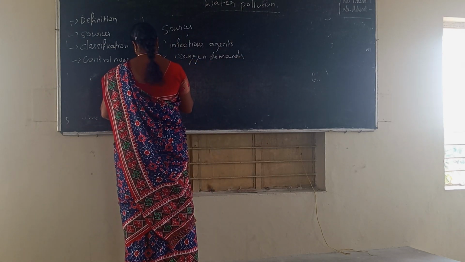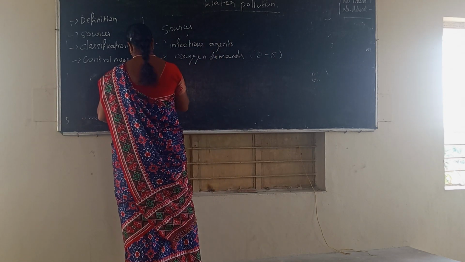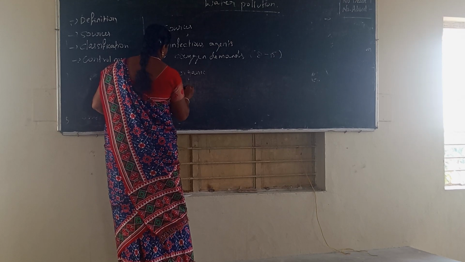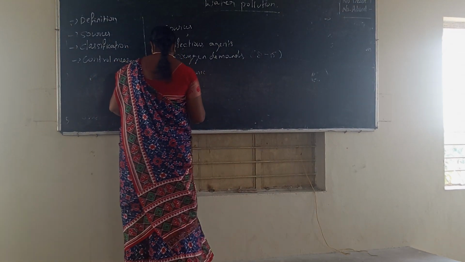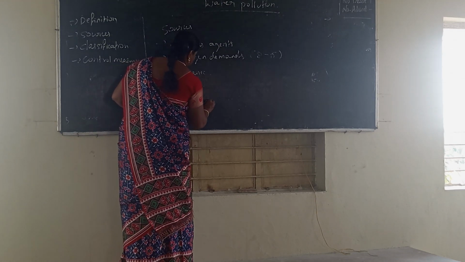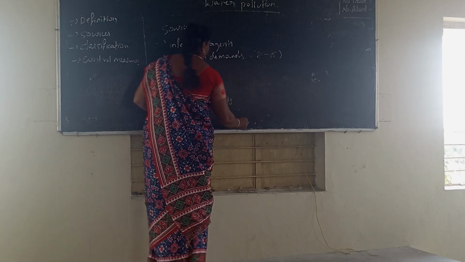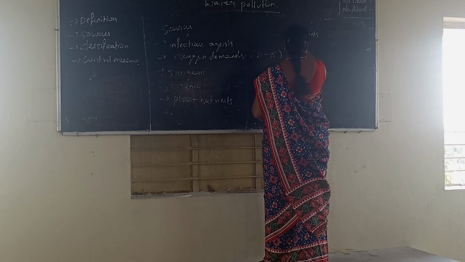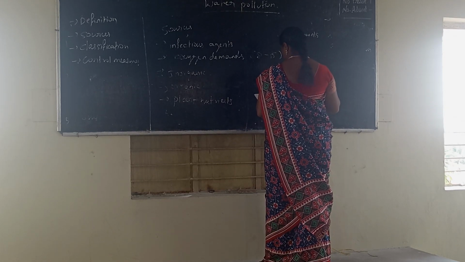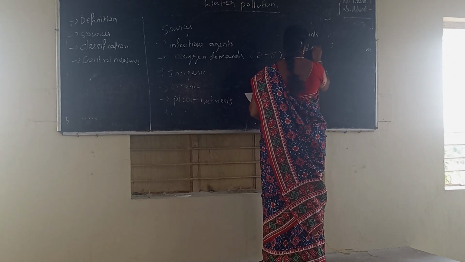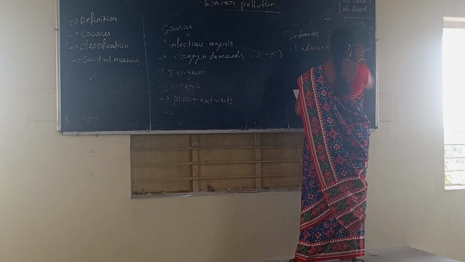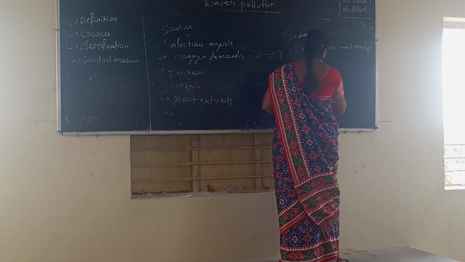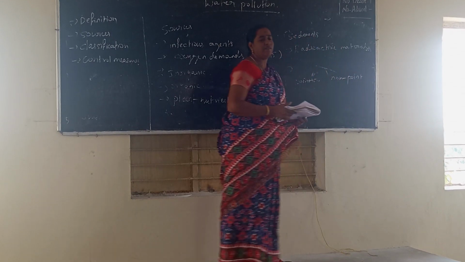Next one, inorganic chemicals, organic chemicals, land nutrients, sediments, radioactive materials, and last, oil. So those are the various sources of water pollution.